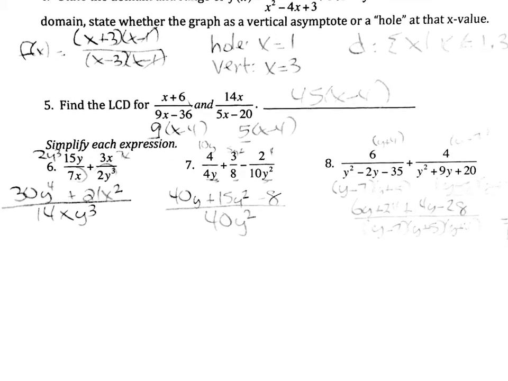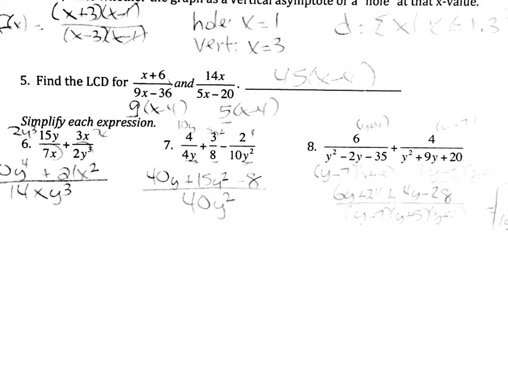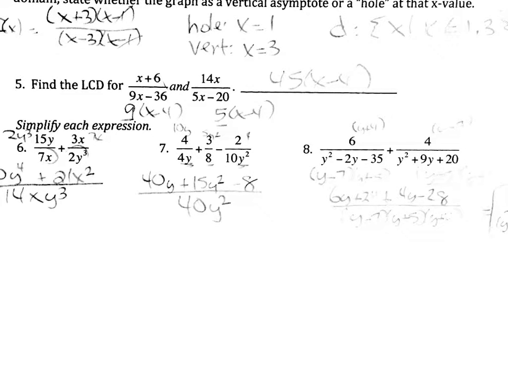5 and 6, yes, 5, 6, 7, 8. 5 just asks you for the LCD. So factor the denominator. Don't worry about the top. Factor both the denominators. You got 9x minus 4 and 5x minus 4. 9 and 5 both go into 45, and they both have an x minus 4, so I brought that over.